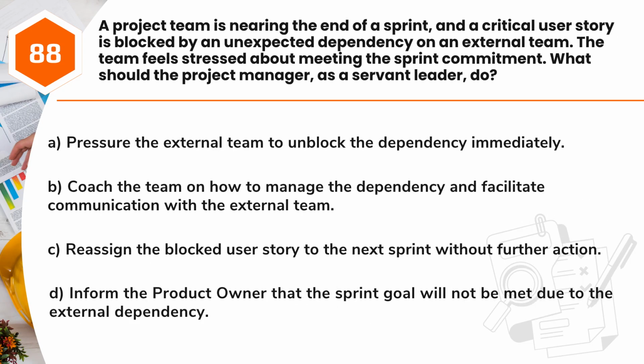Question 88. A project team is nearing the end of a sprint, and a critical user story is blocked by an unexpected dependency on an external team. The team feels stressed about meeting the sprint commitment. What should the project manager, as a servant leader, do? A. Pressure the external team to unblock the dependency immediately. B. Coach the team on how to manage the dependency and facilitate communication with the external team. C. Reassign the blocked user story to the next sprint without further action. D. Inform the product owner that the sprint goal will not be met due to the external dependency.